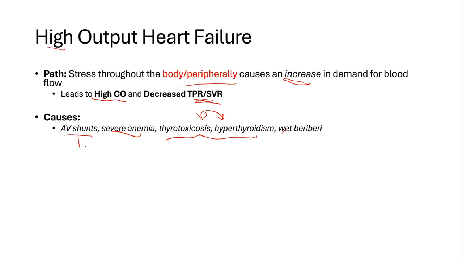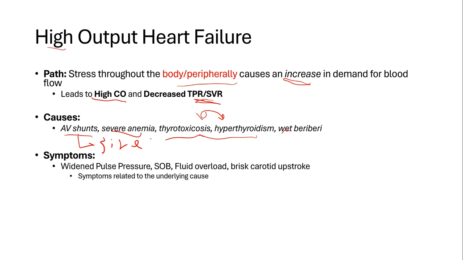It is important to know for AV shunts, the size of that AV shunt is the most predictive variable for onset of heart failure. Larger AV fistulas lead to an increase in venous return, and those in turn lead to high cardiac output flow from that increased venous return. So what are the symptoms we're going to see in high output heart failure? You're going to have widened pulse pressure. Pulse pressure is easily calculated by systolic blood pressure minus diastolic blood pressure.